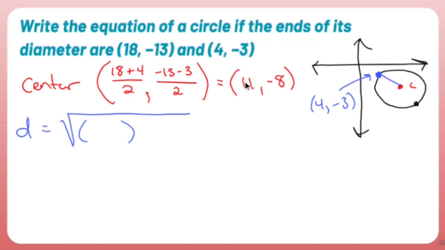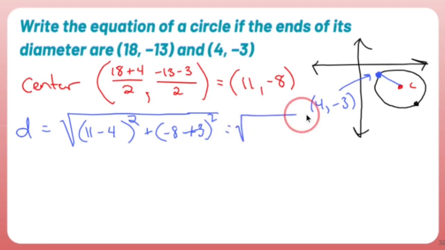So you do one x value minus the other x value, so 11 minus 4, square it, plus one y value, -8, minus the other y value, -3, and square that. Oh, a double negative. Let's make you a positive. So 11 minus 4 is 7. 7 squared is 49. And -8 minus 3, or plus 3, is -5. And -5 squared is 25.